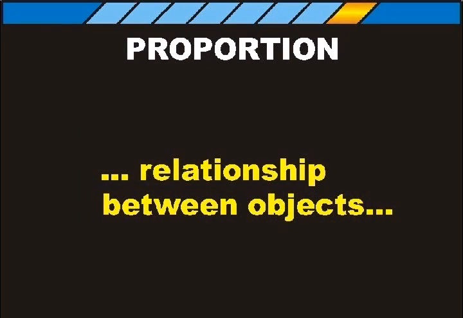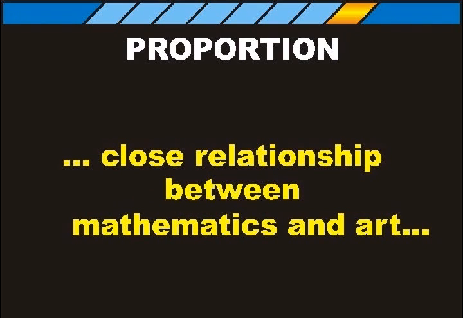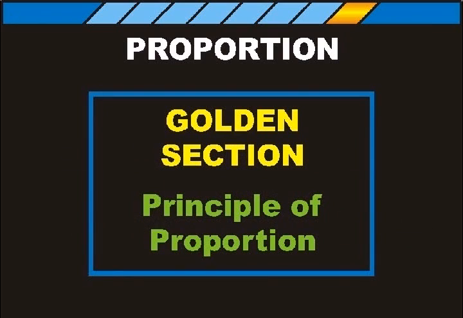Proportion is a principle of design. Proportion may be described as the relationship between objects with respect to size and number. Often there is a close relationship between mathematics and art. For example, artists sometimes use the golden section to determine positions and size relationships among elements in their artwork. Therefore, the golden section is sometimes used to help artists with the principle of proportion.